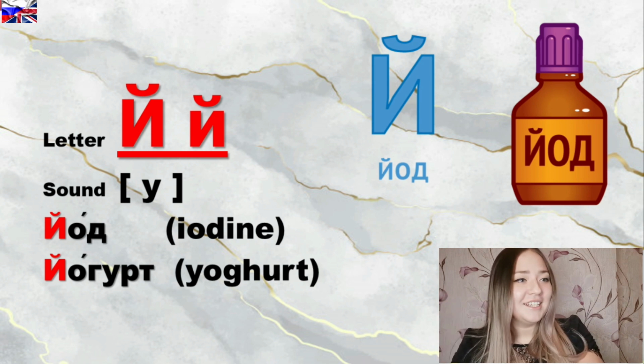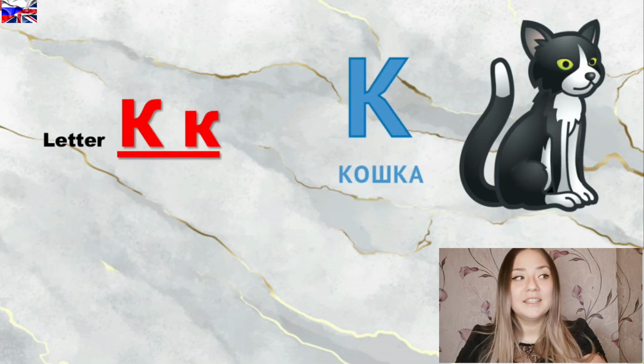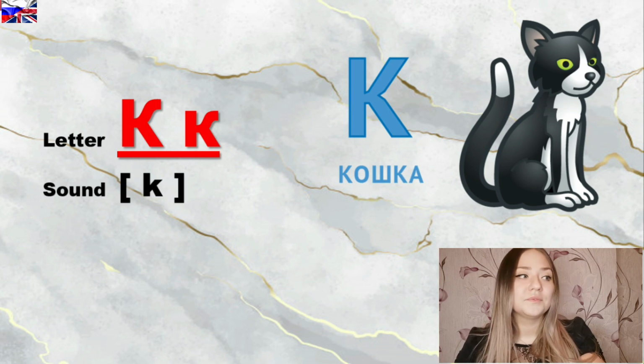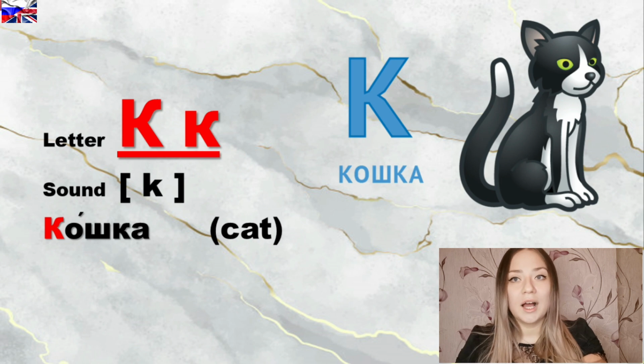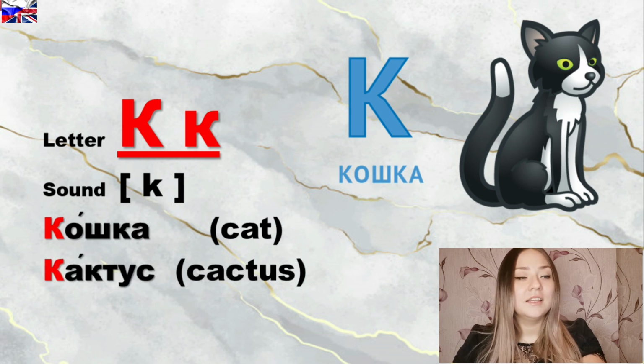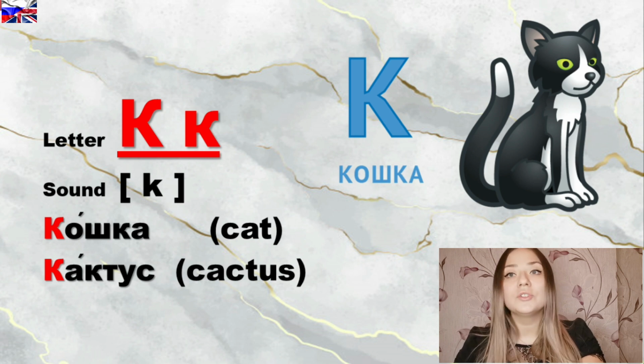Okay, the next letter is letter K. Sound K. Cat is кошка. Кошка. Cactus. Cactus.